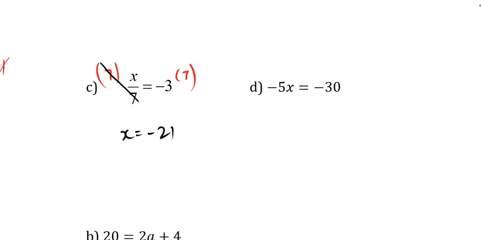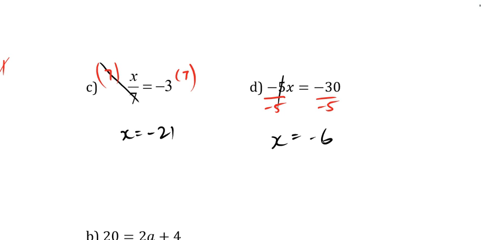So we do the opposite, which is, Corbin? I'm already timesing. I don't want to times again. What do I do that's the opposite? Good. Divide by negative 5 on both sides. Those are gone. x equals negative 30 divided by negative 5 is negative 6.